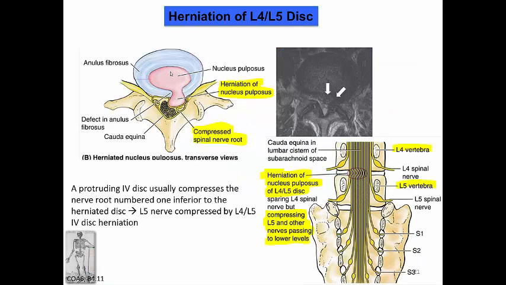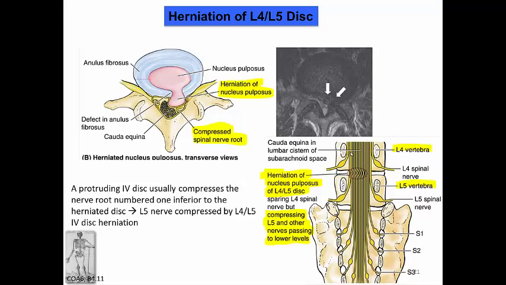Here we have a picture of the nucleus pulposus herniating out and compressing some of the spinal nerve roots, actually starting here in the vertebral canal. And down here we have a slightly more detailed image on which we can see the L4 vertebrae and the L5 vertebrae, and we can see that the nucleus pulposus of the L4-5 IV disc is actually herniating out, and as it does so, it actually spares the root, or actually the nerve, the L4 spinal nerve, but it'll be compressing the L5 nerve and other nerves that are passing down to lower levels.